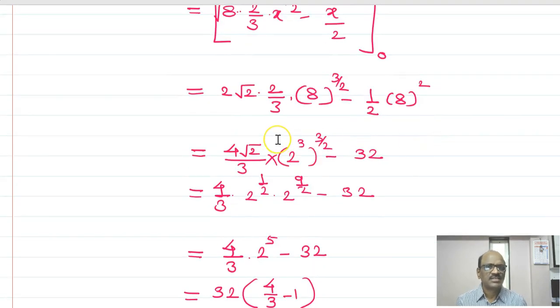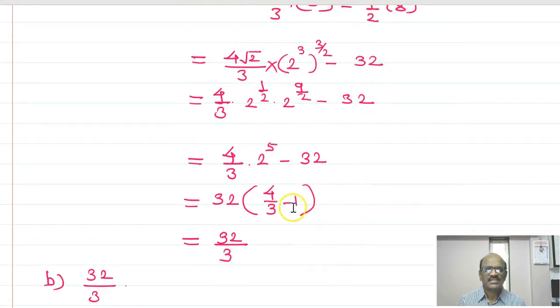Now see this, what's happening here? That is 2 into 2, 4. 4 root 2 upon 3. 8 means what? 2 raised to 3, that is 2 raised to 9 by 2, and root 2. You put their addition, then you will get 9 plus 1, that is 10, 10 upon 2, that is 5. That is 4 by 3 times 2 raised to 5, minus 32. Take 32 as common, then in bracket you will get 4 by 3 minus 1, and that is nothing but 1 by 3. 32 into 1 by 3, that is 32 upon 3.